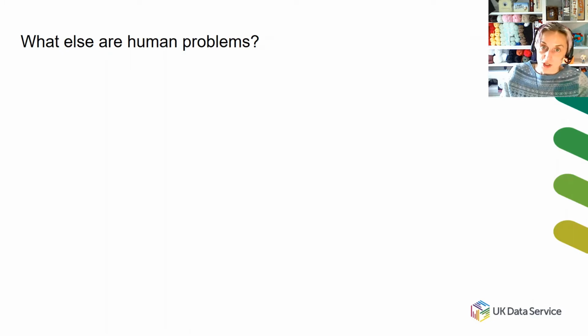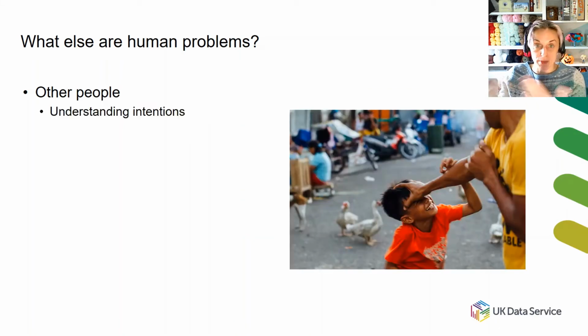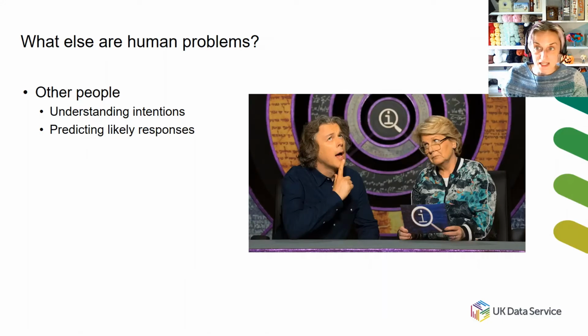There are some other human problems. For example, other people. I don't mean like, oh, that one, what a problem. What I mean is we have to navigate a world in which lots of other people are all doing their own thing, and we have to be able to respond to them and understand them. For example, by understanding intentions. This picture, for example, really quickly, like super fast, we understand this as play fighting. Now that's different than playing with blocks, but it's also different than real fighting. And we have to use that information to predict likely responses.